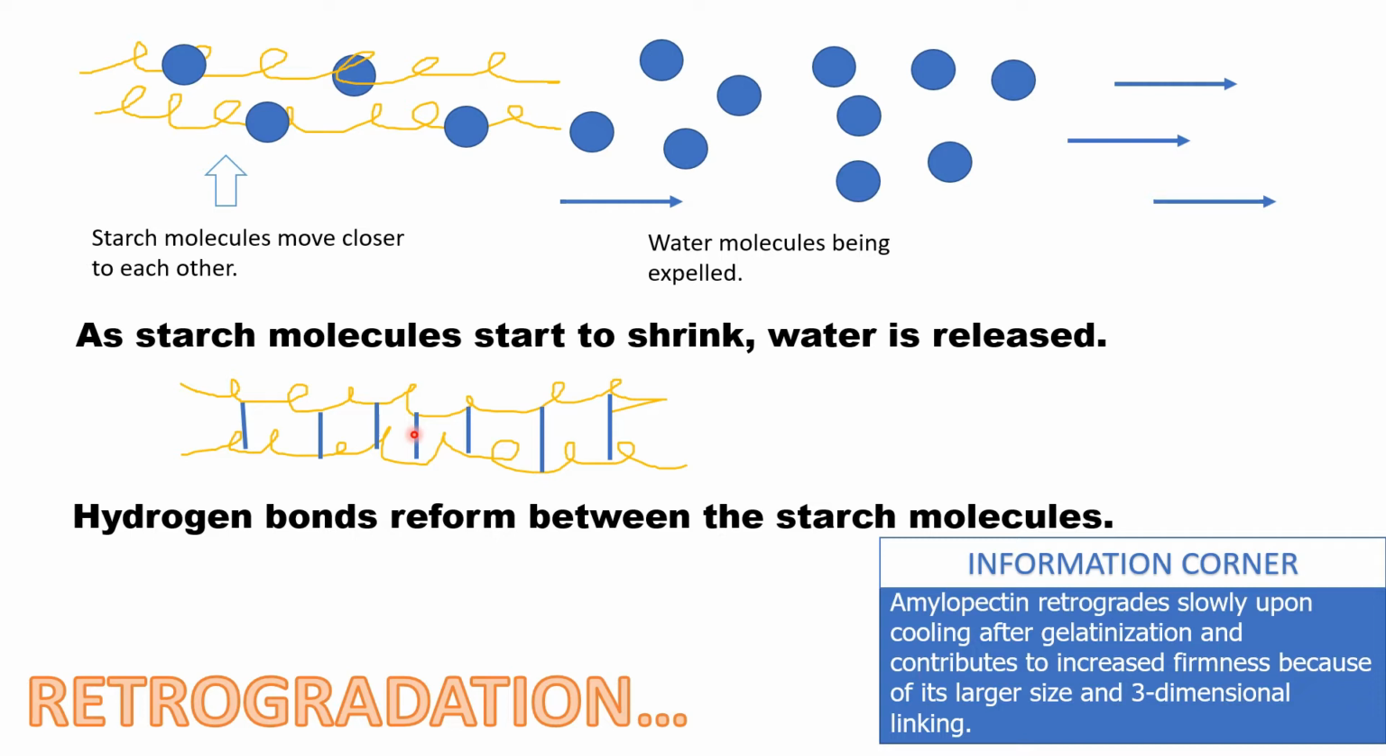Just for your information, amylopectin retrogrades slowly upon cooling after gelatinization and contributes to increased firmness because of its larger size and three-dimensional linking.